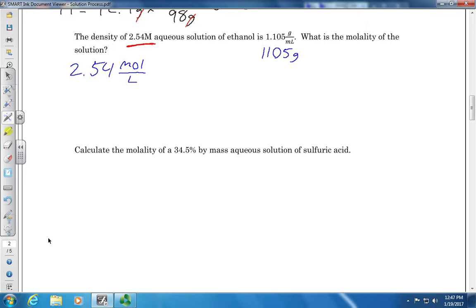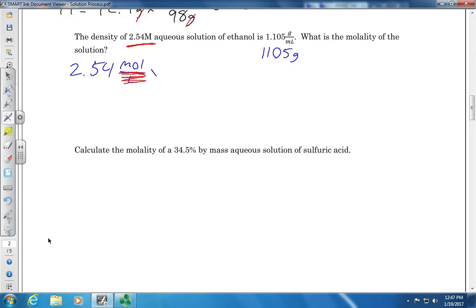So now we just need to take our moles of ethanol, because what we've done here is we've removed the liter component. It's just 2.54 moles, and we have 1,105 grams. So let's find out what 2.54 moles of ethanol actually is.